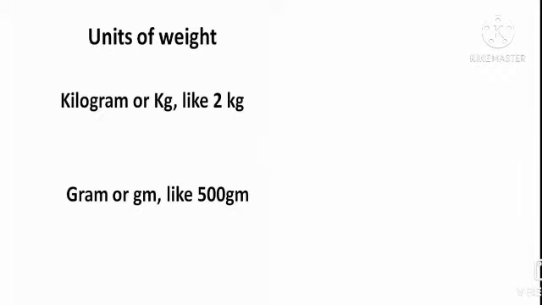Units of weight: kilogram or kg, gram or GM. So here the examples are given: 2 kg, 500 GM.